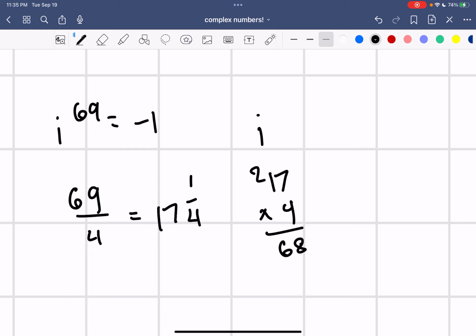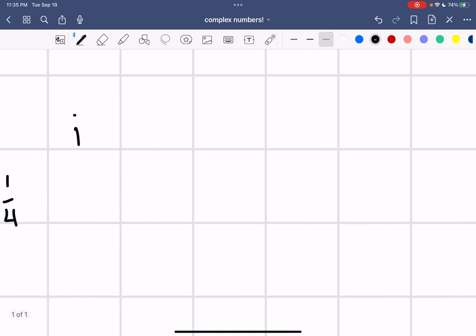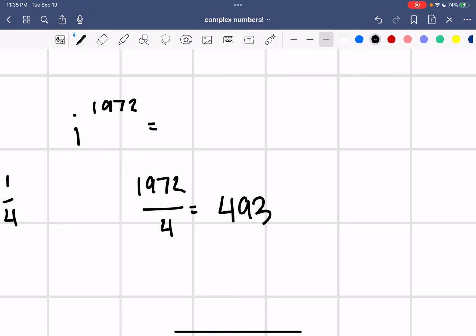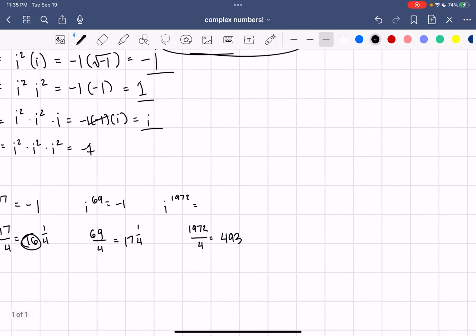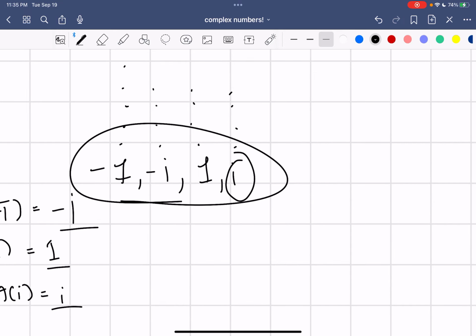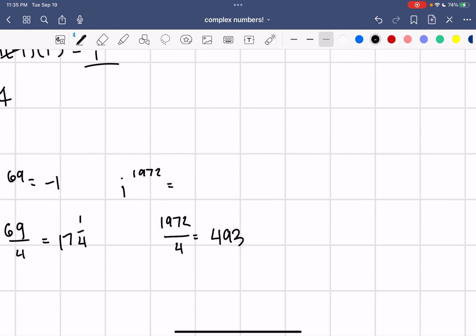Now one last one to really give us some practice. I to the power of 1972. We need to find the remainder again. Personally, I'm not going to calculate that. It's 493. So that means there's no remainder, meaning it's this one. So it's equal to I.